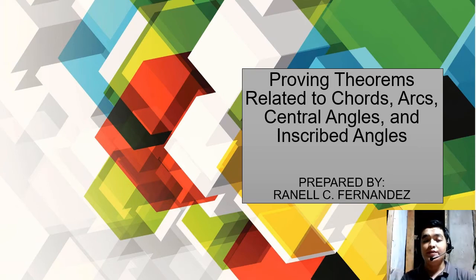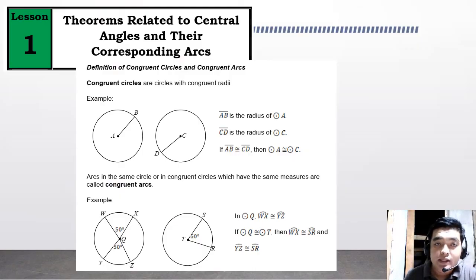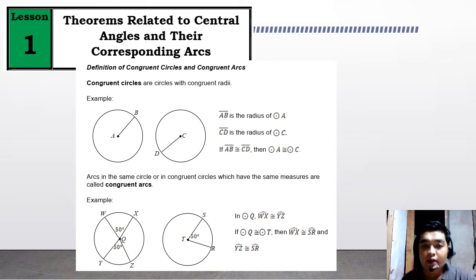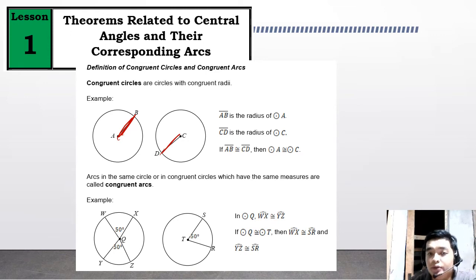Okay, let's start. Lesson 1: theorems related to central angles and their corresponding arcs. We have the definition of congruent circles and congruent arcs. We already discussed this in our module 4. Congruent circles are circles with congruent radii, meaning if two radii are equal, the two circles are also congruent. Arcs in the same circle or in congruent circles that have the same measures are called congruent arcs.